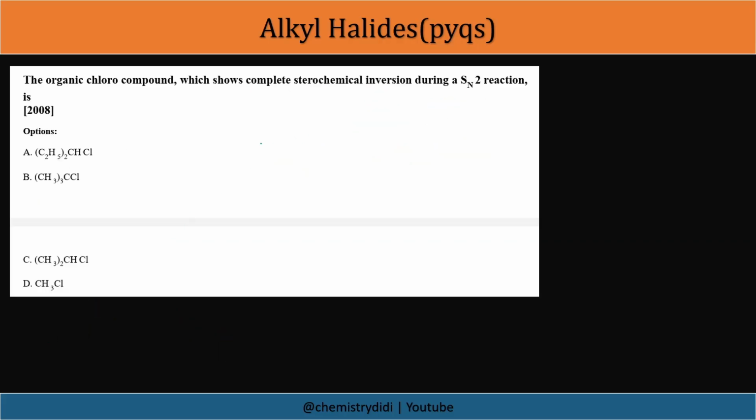And yeah, this is also an organochloro compound which shows complete stereochemical inversion during SN2. Complete stereochemical inversion is shown by the SN2 reaction. C: I have told you it prefers less hindered. If it is a methyl halide and nucleophilic substitution takes place, the nucleophile can easily attack over here and this will leave. We will get CH3 nucleophile. In this case, it will be complete inversion.